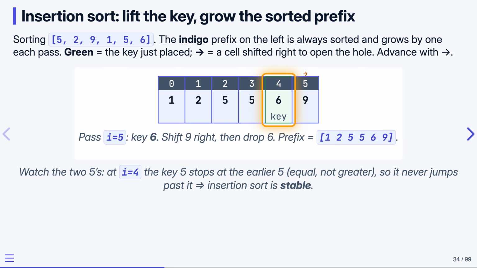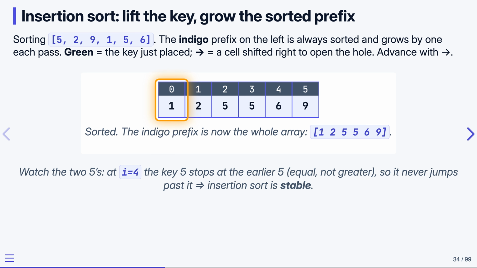Pass 5. The key is 6 in green. We shift the 9 right, then drop 6. The sorted prefix is 1, 2, 5, 5, 6, 9. Done. The indigo prefix is now the whole array. It is fully sorted, 1, 2, 5, 5, 6, 9.